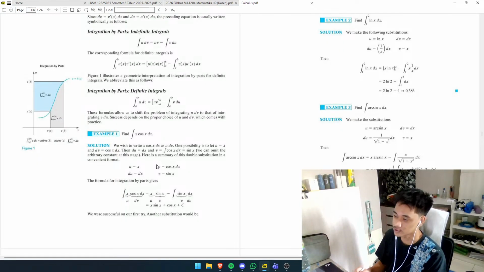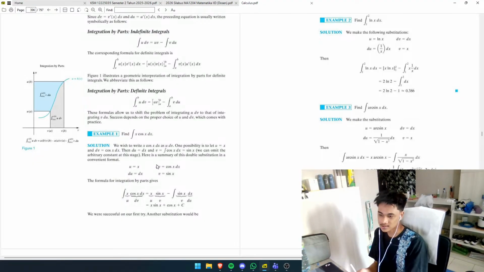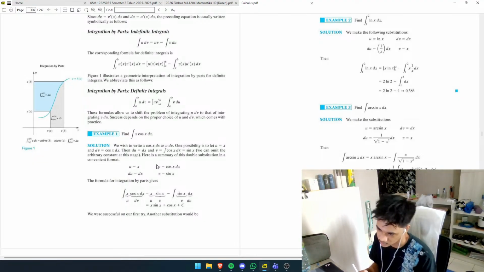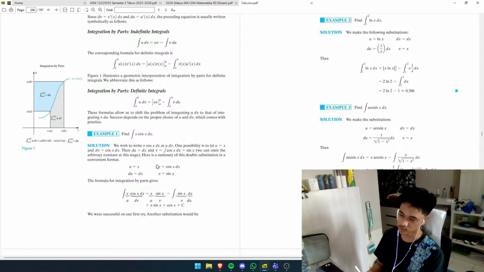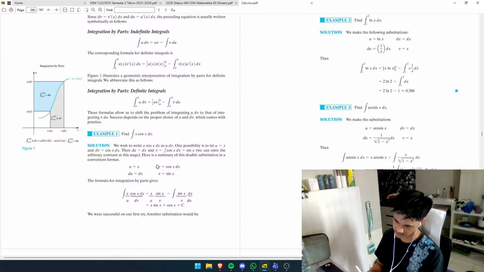One possibility is to let u equal x and dv equal cos x dx, then du is equal to dx, and v equals the integral of cos x dx, which is sin x. We're going to omit the arbitrary constant at this stage. So we need to omit the plus c, the arbitrary constant.